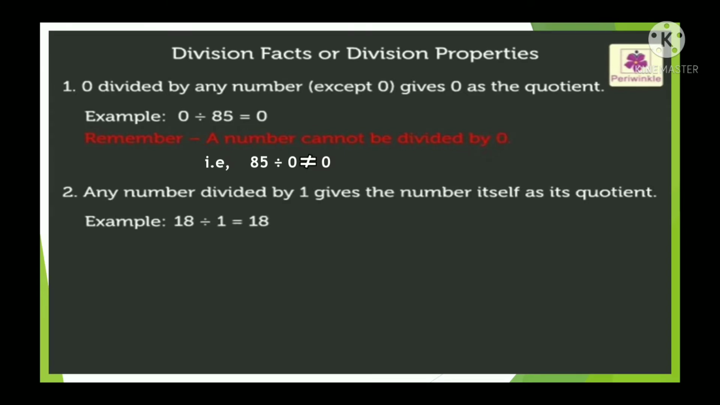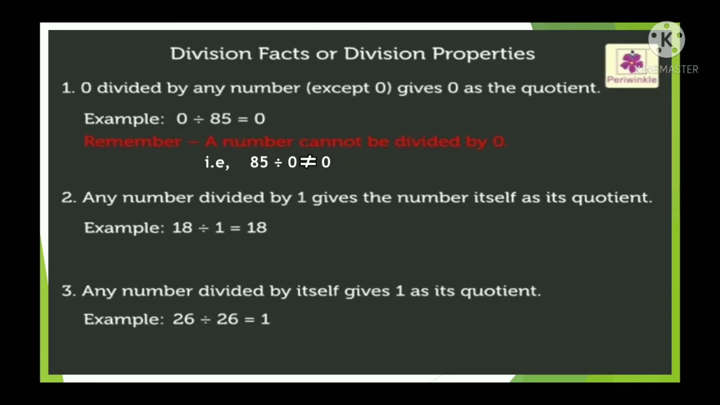Now, the second property is that any number divided by 1 gives the number itself as its quotient. For example, 18 divided by 1 is equal to 18. Now, we'll see the last property, which is that any number divided by itself gives 1 as its quotient. For example, 26 divided by 26 is equal to 1. Students, these are the properties of division, or you can say division facts. You should remember these properties.